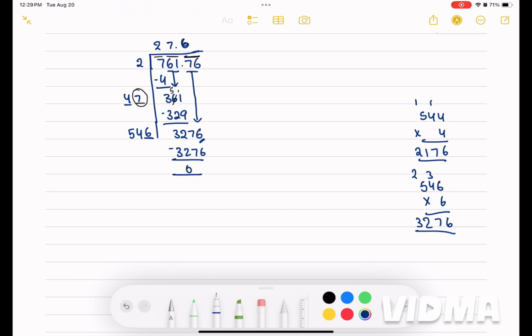So the square root of 761.76 equals 27.6. That's the end of our tutorial for square roots and cube roots.